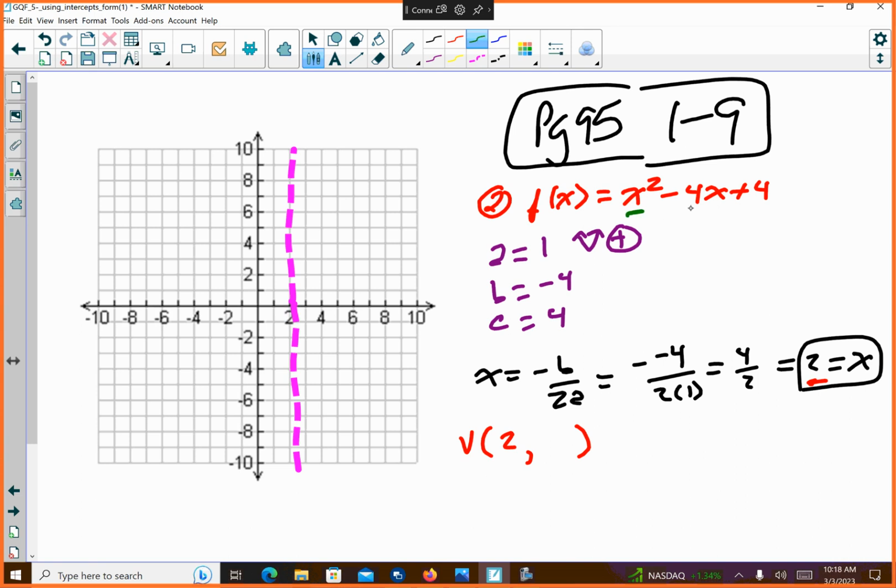Yeah, I'm going to plug this 2 right here into those x values. So I'm going to get 2 squared minus 4 times 2 plus 4. So that's 4 minus 8 plus 4. In this case, it is 0. You nailed it. Yeah, 2 comma 0. It's also a root because our y value is 0. Agree?